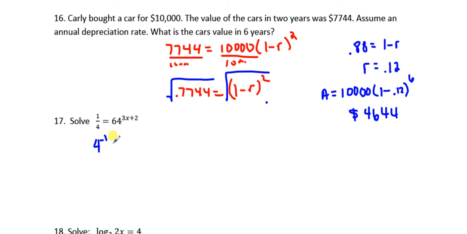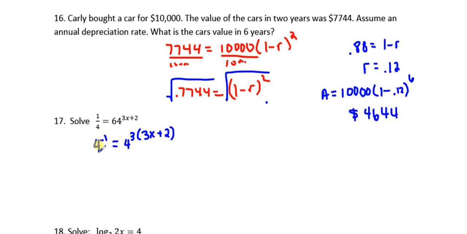So 1/4 is 4 to the negative 1 power, and 64 is 4 to the 3rd power. And so we take that 3rd power, and then it's times 3x plus 2. So that's the trick with this question, is to recognize that 1/4 and 64 are both factors of 4, if you will. Plus 2. I don't think factors of 4 is the right term, but I think you get what I mean.